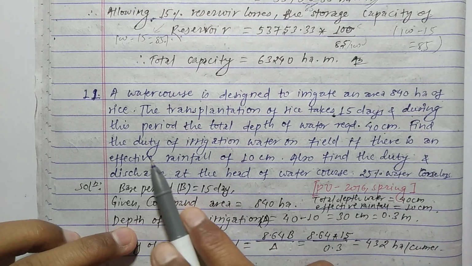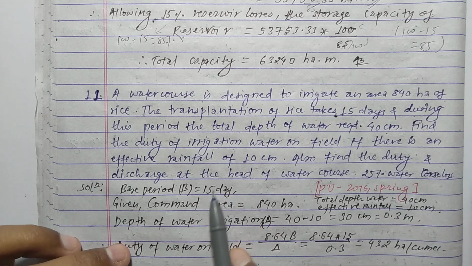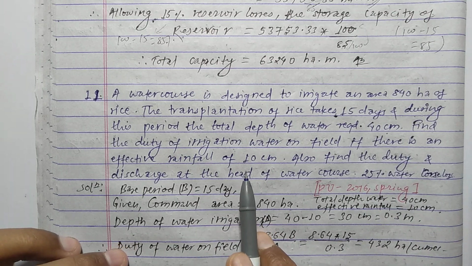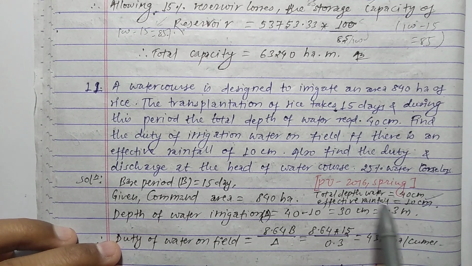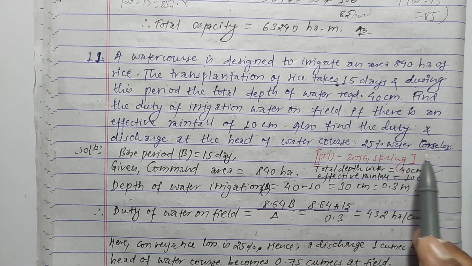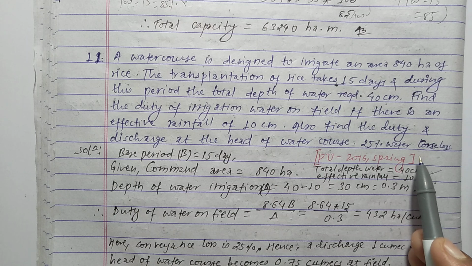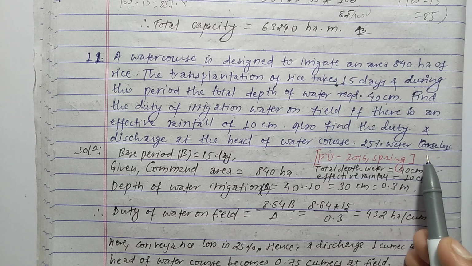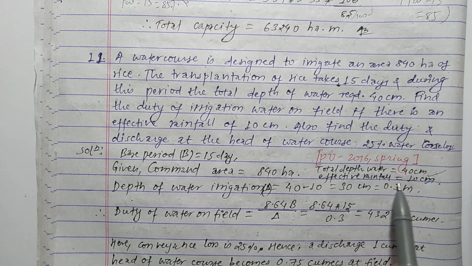And find the duty of irrigation water on the field if there is an effective rainfall of 10 cm. Okay, effective rainfall is given 10 cm and total depth of water is given 40 cm. Also find the duty and discharge at the head of water course. 25% water course loss. This loss is also given over here. Okay, so given area is this, base period, water depth and effective rainfall.